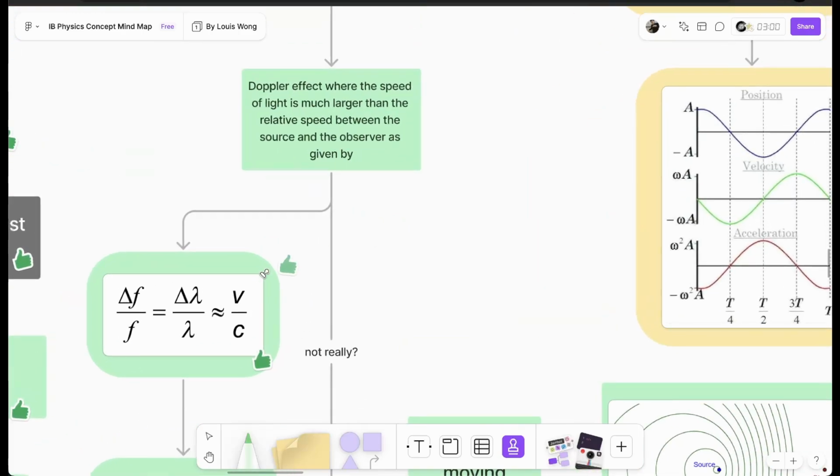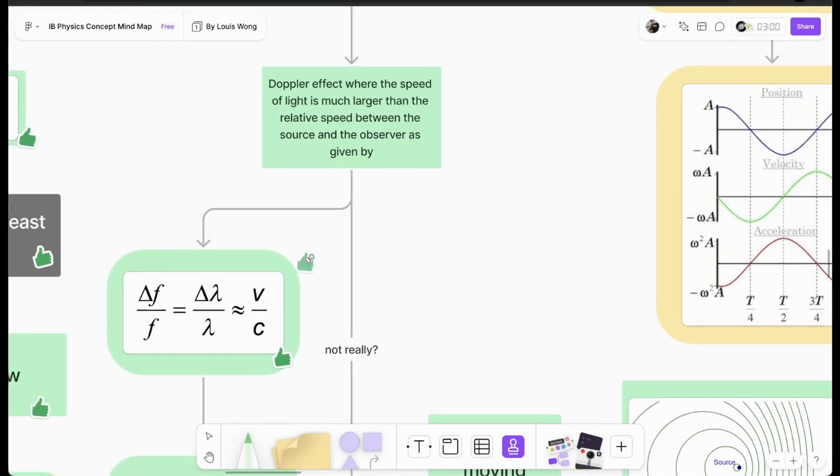Anyway, when you are using this equation, make sure that if you are working with light or an EM wave as the wave itself, then of course the speed is the speed of light, c.